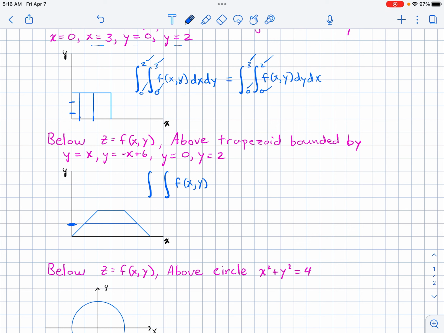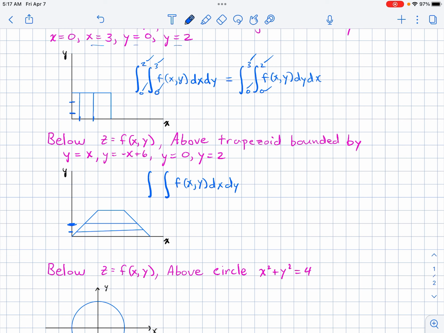And I'm going to integrate with respect to x first, and then y. So now I'm choosing y. So here's a y, and I go from here over to here. In other words, I go from that one slanted line to the other slanted line. That's what x does.